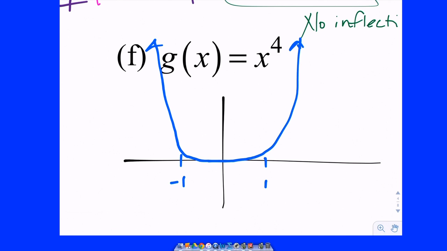But it kind of looks like a graph of x squared that's sagged a little bit between -1 and 1 over the years because of the gravity. You know, it could happen.